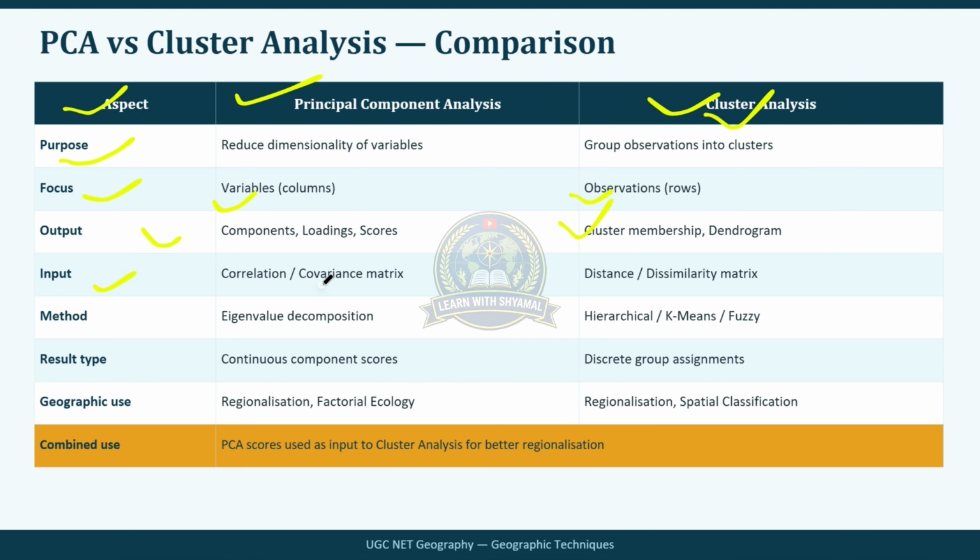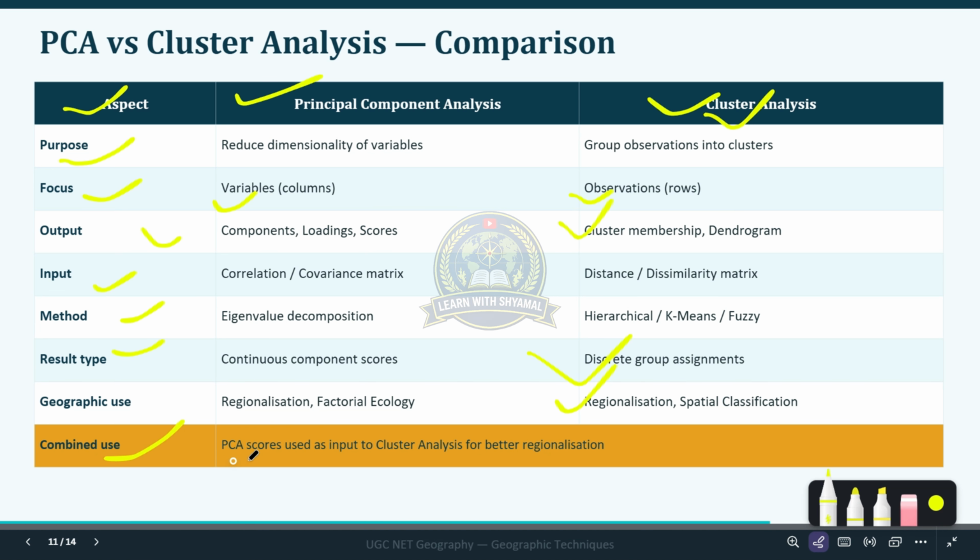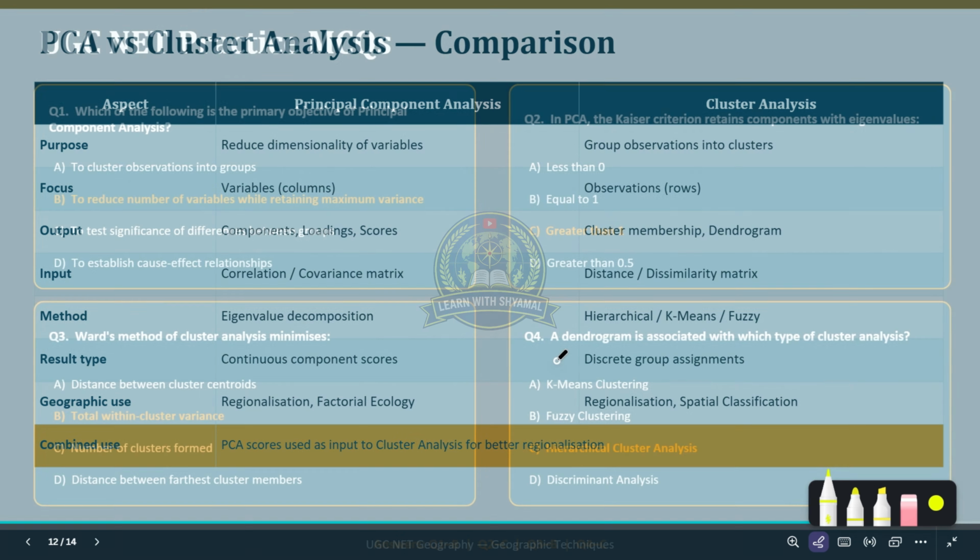Input: correlation and covariance matrices in PCA; distance and dissimilarity matrices in cluster analysis. Method: eigenvalue decomposition in PCA; hierarchical, K-means and fuzzy in cluster analysis. Result type: continuous component scores in PCA; discrete group assignments in cluster analysis. Geographic use: regionalization and factorial ecology in PCA; regionalization and spatial classification in cluster analysis. Combined use: PCA scores used as input to cluster analysis for better regionalization.